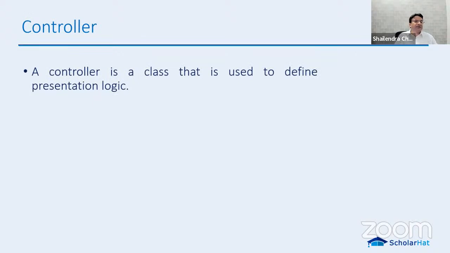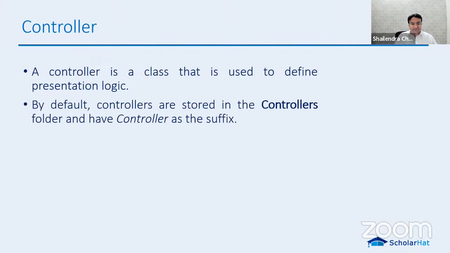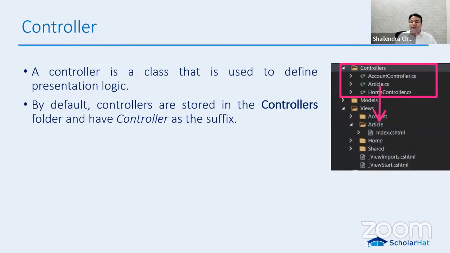Let me explain about the controller. What is a controller? As I said, a controller is a class that is used to define the presentation logic. By default, we keep controllers inside the controllers folder, and they have Controller as a suffix. But in ASP.NET Core MVC, it is not mandatory. You should not have controllers only in the controllers folder; they can be part of any other folder as well.